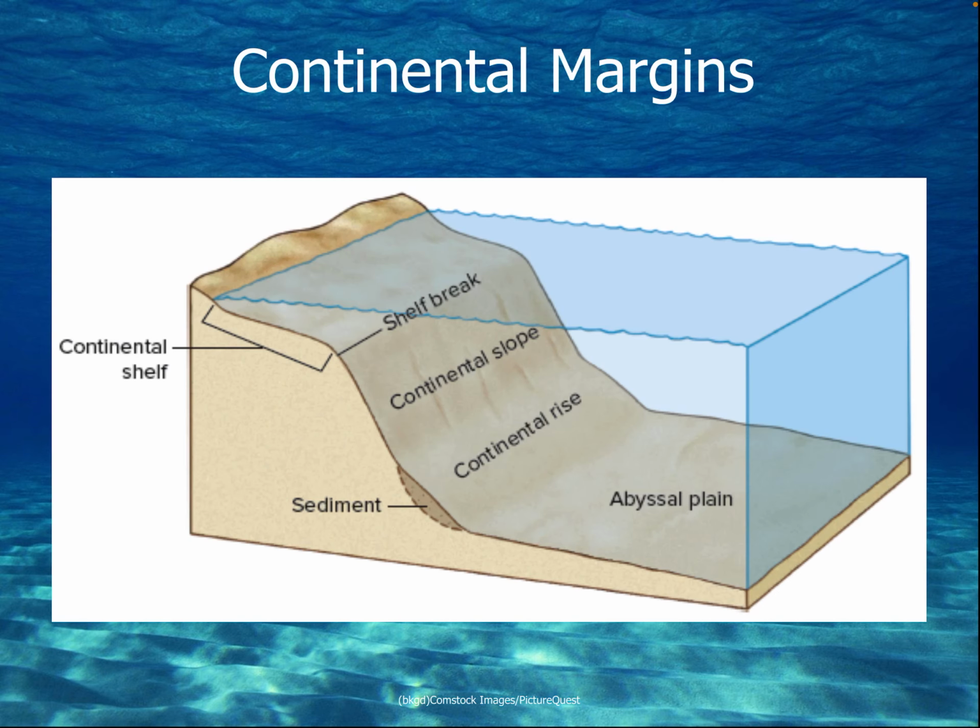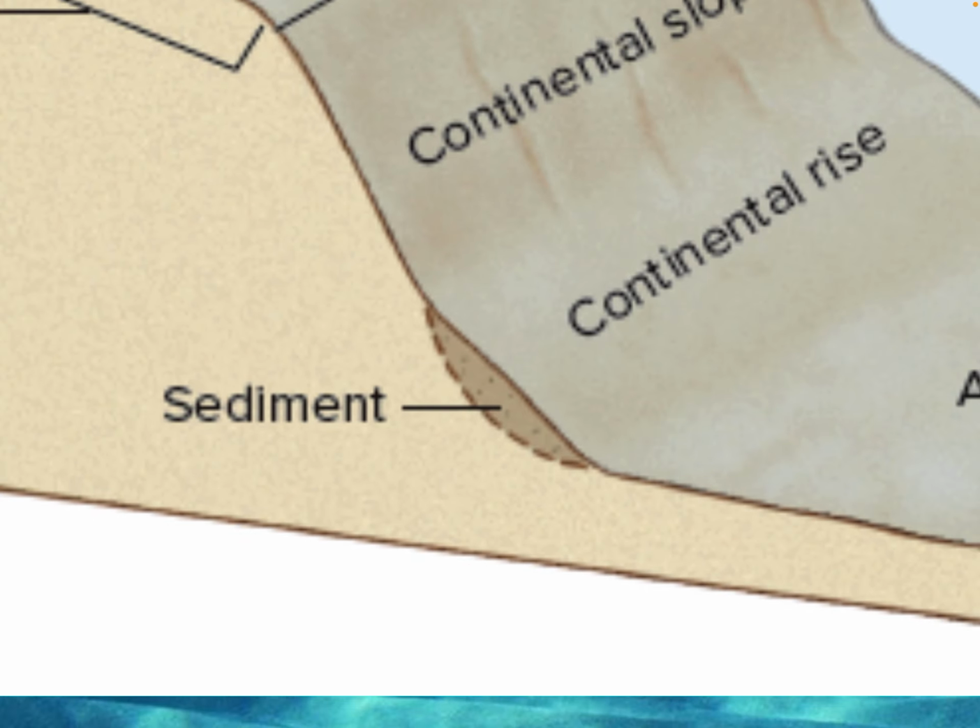Here we see all three areas, including the flat part of the ocean bottom, which is called the abyssal plain. But I want you to focus on this part here where the sediment builds up and causes the continental rise.